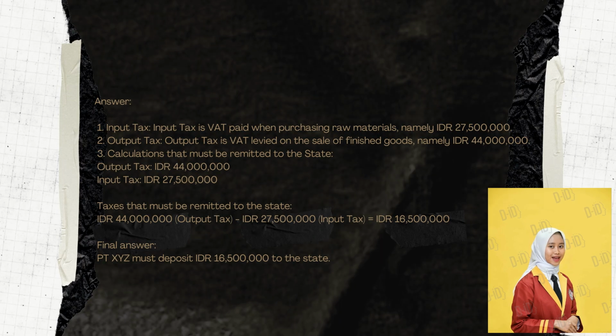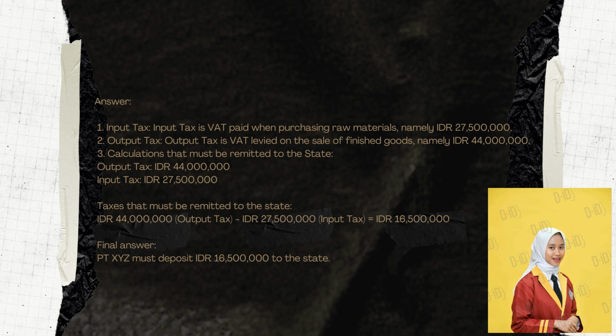Answer. 1. Input tax. Input tax is VAT paid when purchasing raw materials, namely IDR 27,500,000. 2. Output tax. Output tax is VAT levied on the sale of finished goods, namely IDR 44 million. 3. Calculations that must be remitted to the state. Output tax, IDR 44 million.